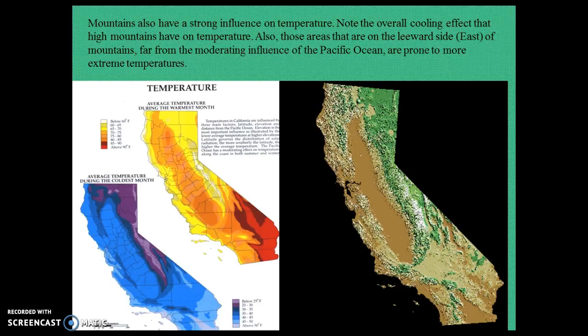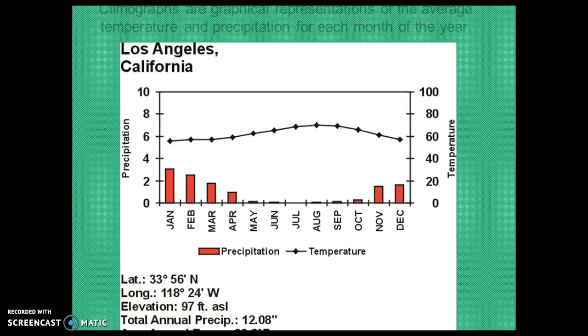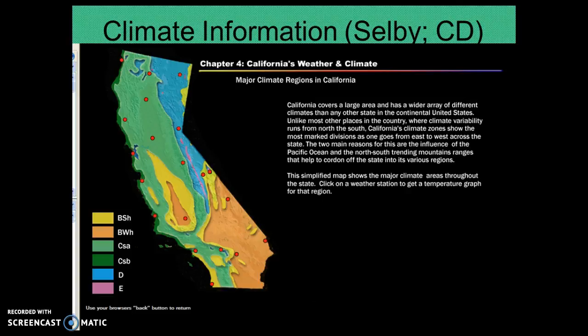And remember, mountains also play a very important role in terms of temperatures, cooler temperatures at higher elevations, generally speaking, but also their role in blocking the moderating effect of the coastal influence. Okay, so we could look at different climographs that show distribution of precipitation and temperature over the course of the year for a given location, in this case Los Angeles.